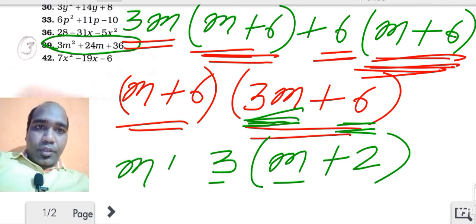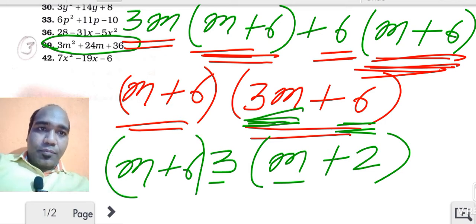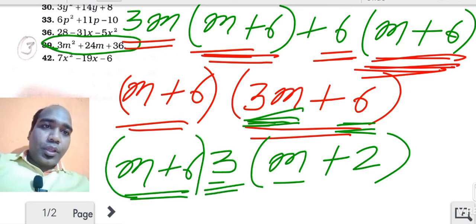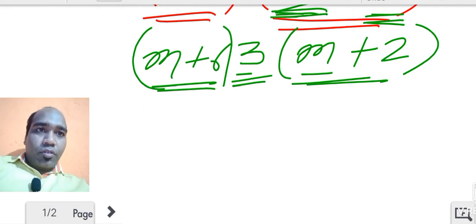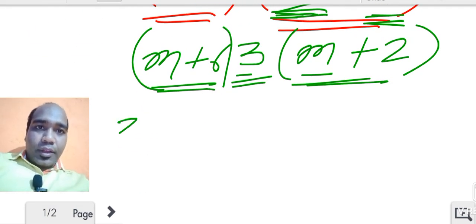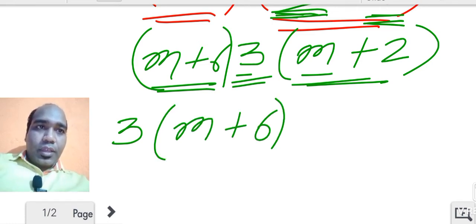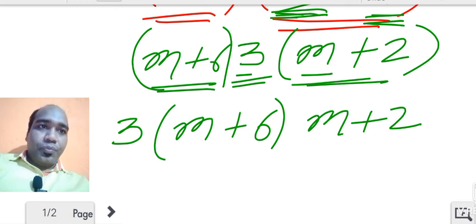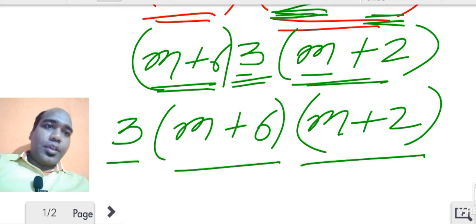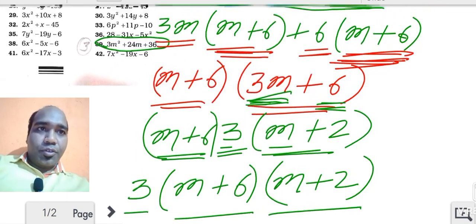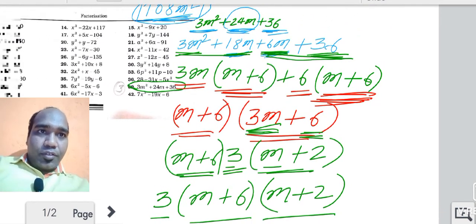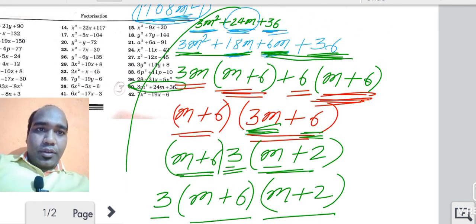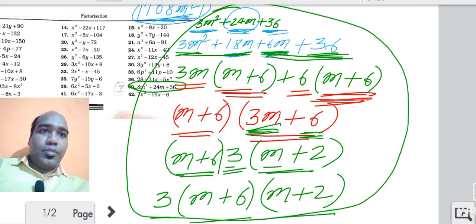And this m plus 6 as usual. Okay, so m plus 6 into 3 into m plus 2 we are getting. So the constant part, if any number is there, then you write that number first. Then you write the rest of the thing, m plus 6 and m plus 2. So this is your final factorization: 3 into m plus 6 into m plus 2, we have got it in its product form. Okay, so the final factorization of this is this one. Got it? So I hope this is clear to you.